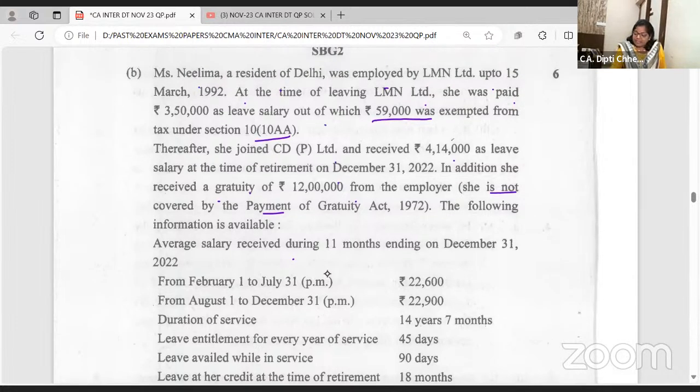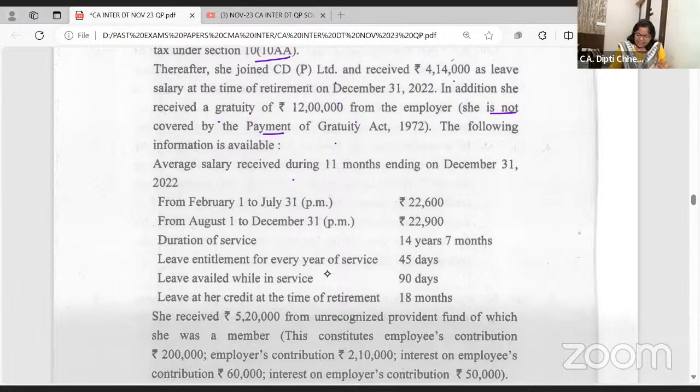For leave salary, a very careful and minute point: this problem is a bit short but very in-depth. For leave salary you have to take the average salary of the last 10 months, and for gratuity you have to take the average salary of the last 10 months ignoring the last month. So here you have to take basic, DA, commission. There is no DA commission here, but you have to ignore the December month salary. So the average salary will come out different for gratuity and for leave salary.